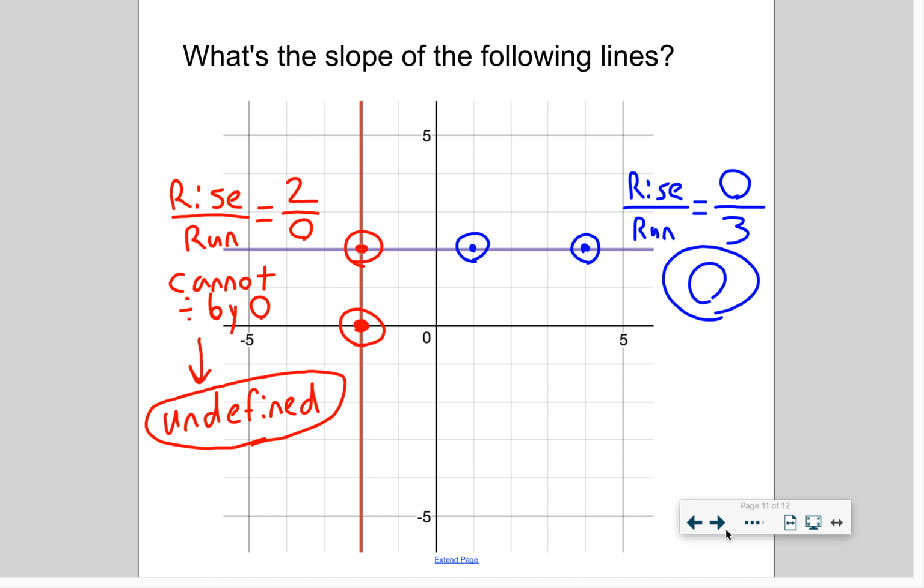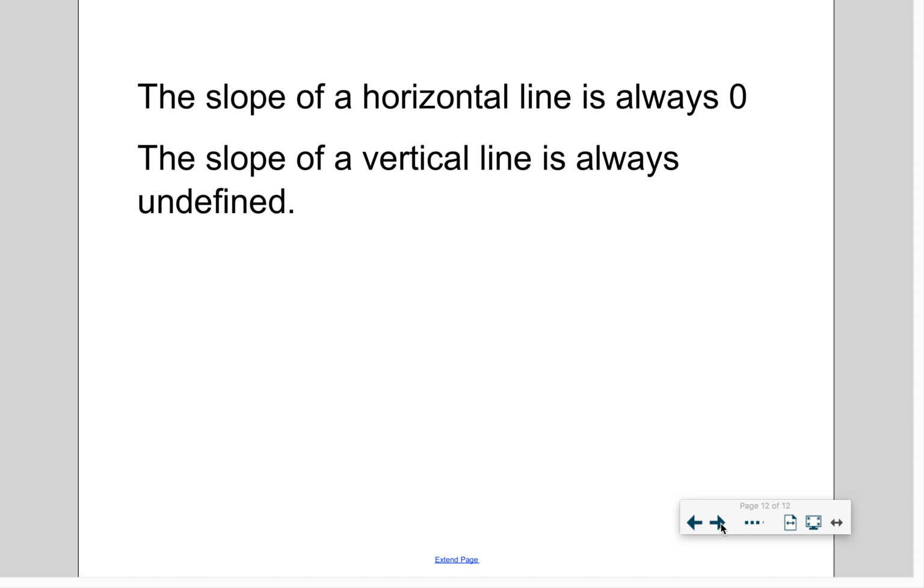And this rule is constant for any horizontal or vertical line. And so the slope of a horizontal line is always 0. Meanwhile, the slope of a vertical line is always undefined. So those are our notes on slope.